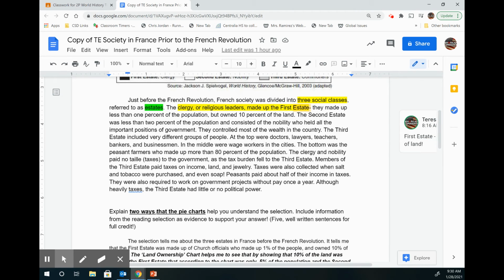It asks you to explain 2 ways that the pie charts help you to understand the selection. So my thought is the first thing is to demonstrate the understanding of the selection. So you're going to write a summary and then include information from both the reading selection and the pie charts as evidence to support your answer. I'm looking for 5 well-written sentences to receive full credit. And here's an example of what that might look like.